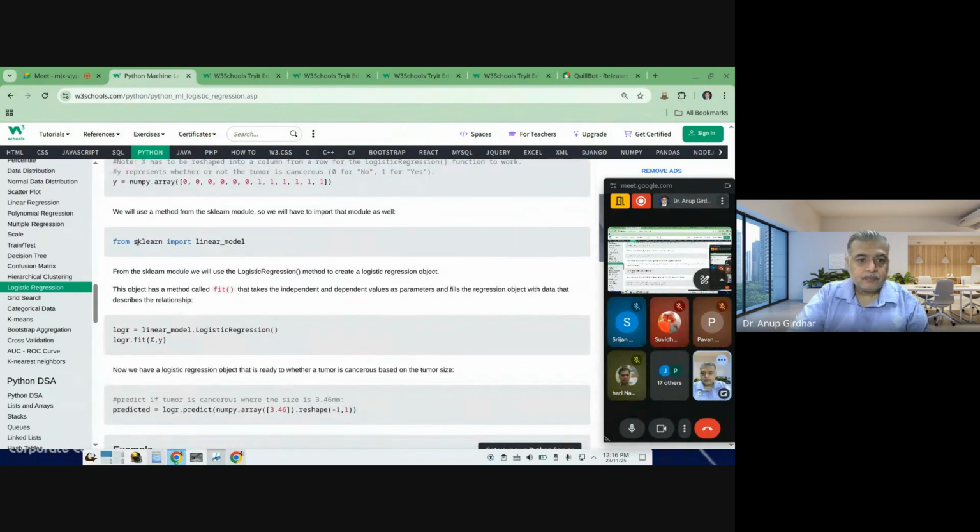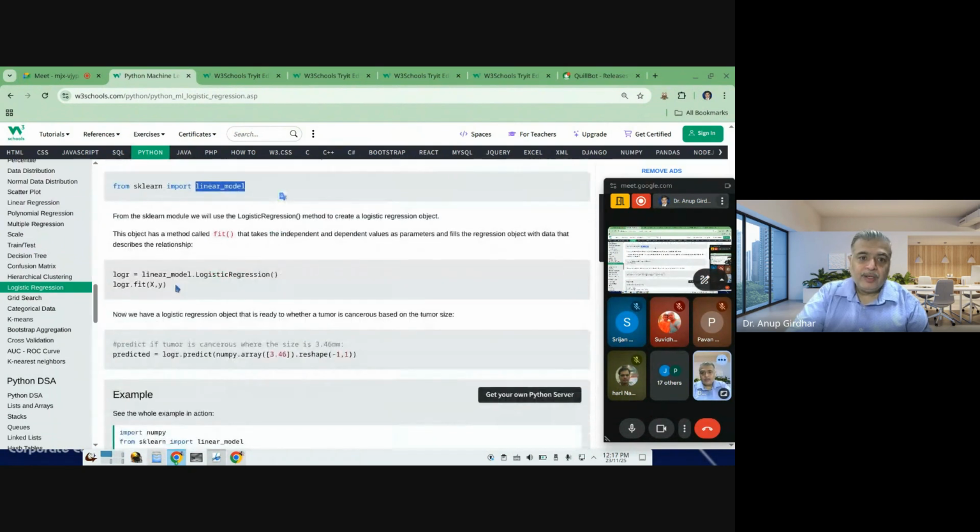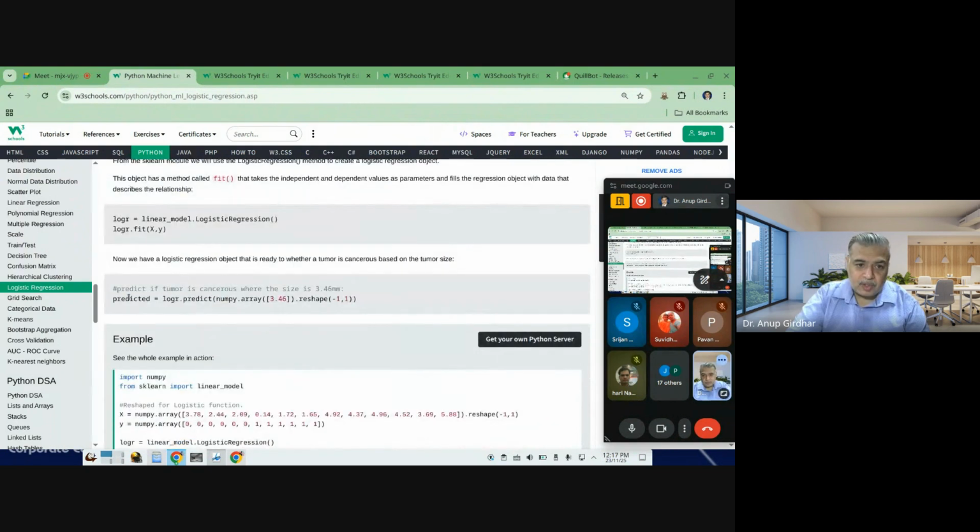So again, we'll use sklearn linear_model. Earlier we used linear regression. Now we are using the method called logistic regression. Create an object, and fit your values of X and Y into this regression model. Now for prediction, predict if the tumor is cancerous where the size of the tumor is 3.46.